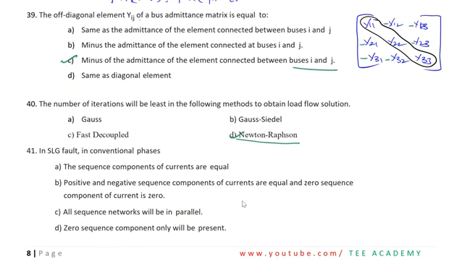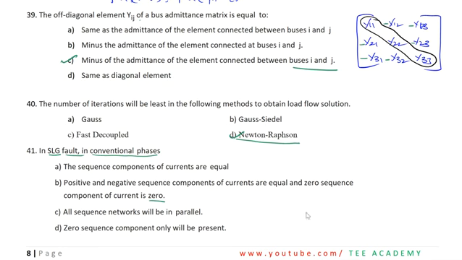Next one. 41st question. In a single line to ground fault. So SLG means single line to ground fault. In conventional phases, the sequence components of current are equal. The positive and negative components of the currents are equal and zero sequence components are zero. All the sequence networks will be in parallel. All the zero sequence components only will be present.